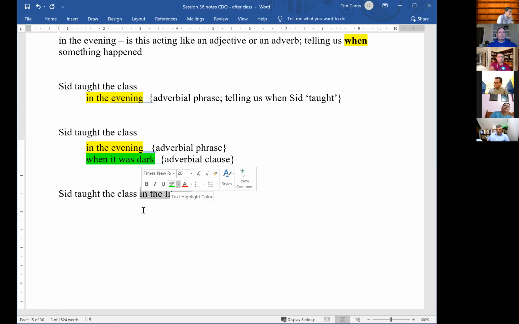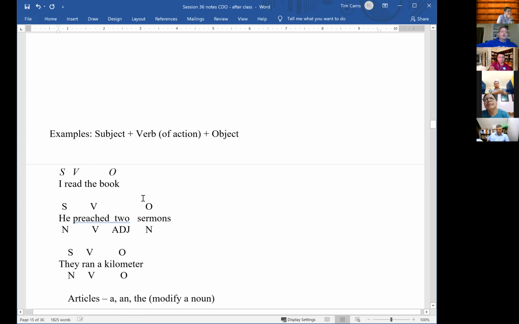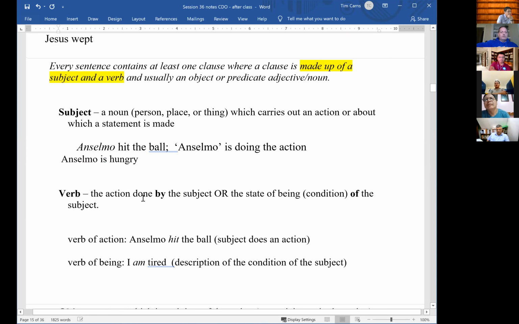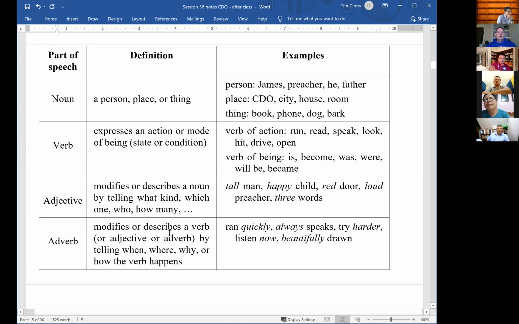And what is it describing? What question is it answering? Where? It's a location. Exactly. Where? And as I told you before, adverbs, let's go back to our chart. This is something you're going to want to have with you. Adverbs modify or describe a verb telling when, where, why, or how.